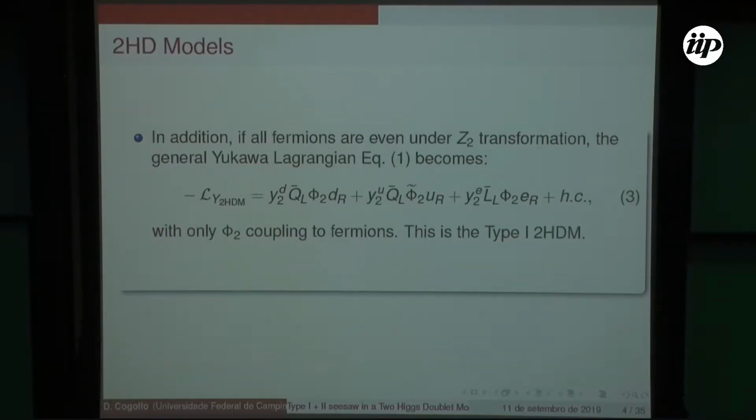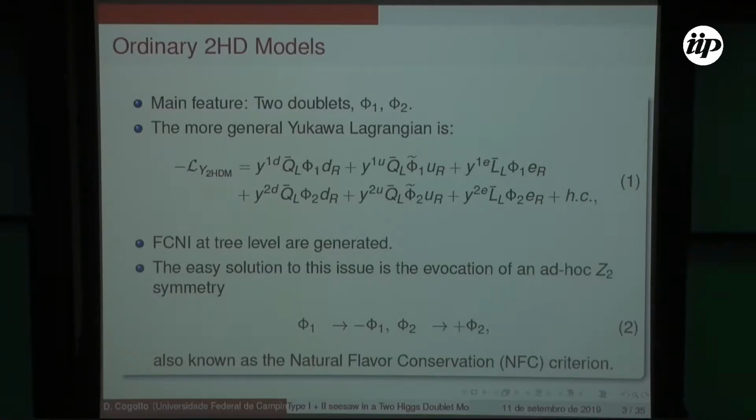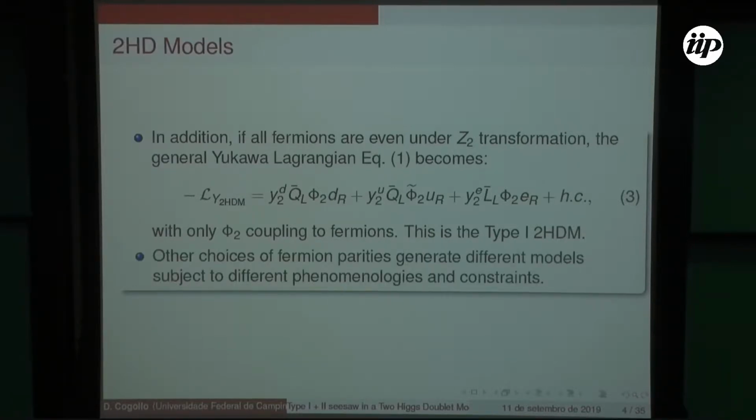And if in addition all fermions are even, or transform trivially under that symmetry, then the general Yukawa Lagrangian transforms into this Yukawa Lagrangian. And this Yukawa Lagrangian avoids the flavor-changing neutral interaction because one of the doublets is prohibited. We avoid the interaction of one of the doublets with all fermions. In this case, we are free of the flavor-changing neutral interactions problem. Of course, other choices of parities of the fermions generate different models. We have Type-I, Type-II, Type-X, Type-Y, etc. We have different models. And this is the Type-I two-Higgs doublet model in the ordinary case.